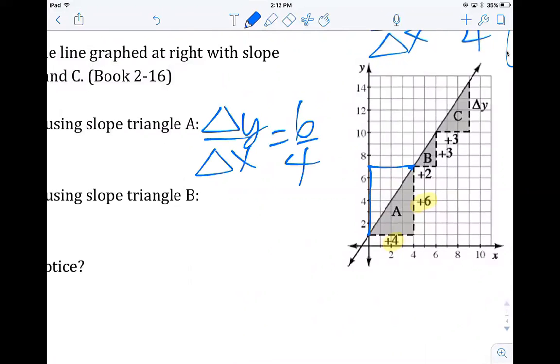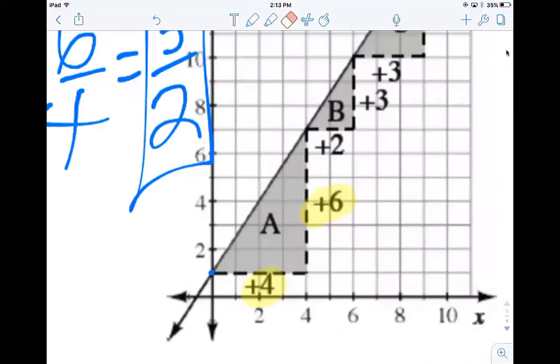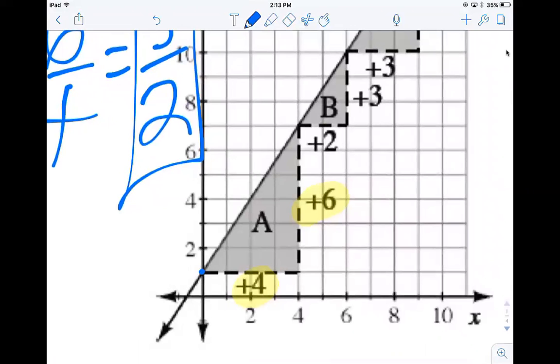6 over 4 can be reduced. We can divide both of them by 2 to get 3 over 2. So my slope for slope triangle A is up 3 over 2. And if I check that, if I zoom in here, if I start at this point and go up 3 over 2, it's on the line. Up 3 over 2 is on our line.